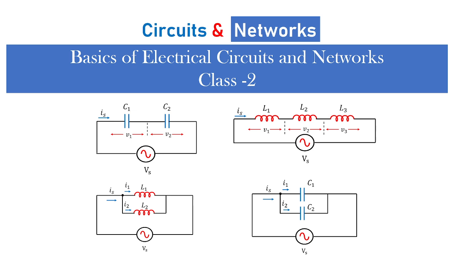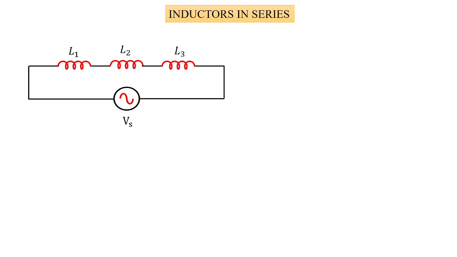In today's class 2 under Basics of Electrical Circuits and Networks, we will be studying the calculation of inductor, capacitor or resistor when they are connected in series or in parallel. We have already seen these kinds of problems pertaining to equivalent resistance, and today we are going to see how the same formula is applicable for inductor and capacitor. So we'll start with the inductors in series.